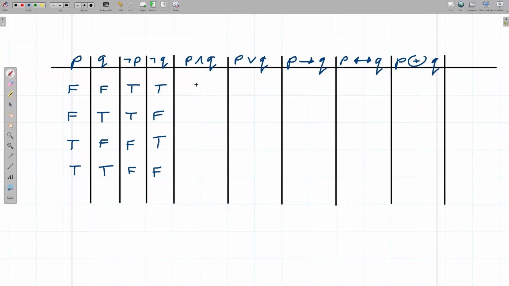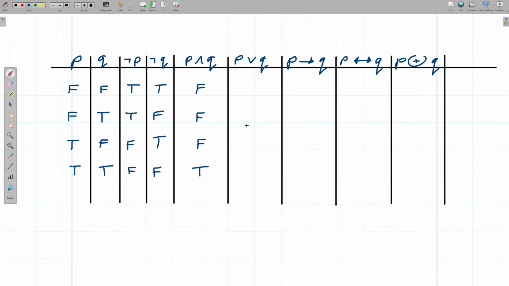What about P and Q? P and Q is true only if the truth values of both P and Q are true. So only in this line, P and Q will have the truth value of true. If P is true and Q is false, then not both are true. Then their conjunction is false.